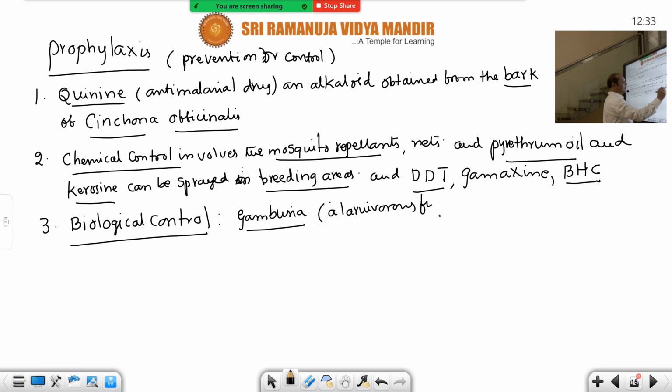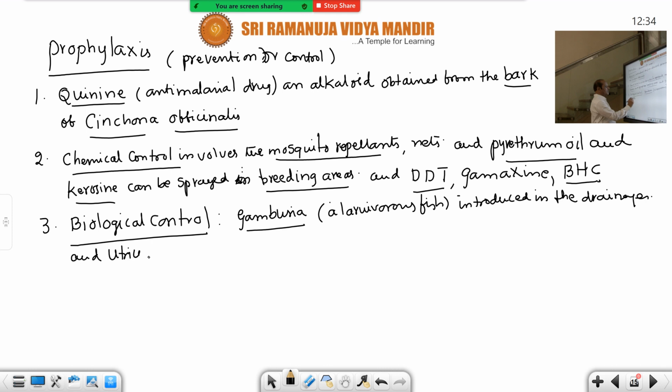Larvivorous fish are introduced in the drainages, the dwelling areas of mosquitoes as well as the egg deposition area. Oviposition means egg deposition. Introduced in the drainages, it helps a lot to control the population of mosquitoes at the breeding stage itself. It eats away the larvae of the mosquito regularly. And another one is there: Utricularia, bladderwort, a trap-leaf plant. In botany also you can come to know about these things. What are they?